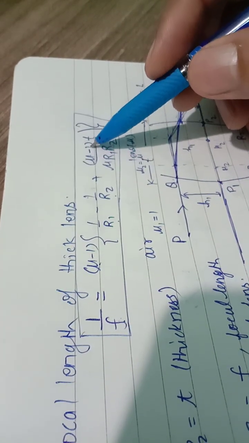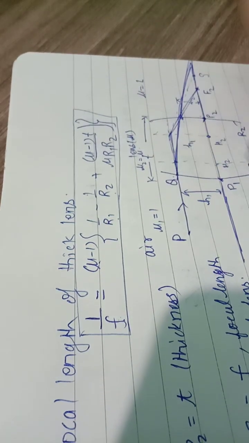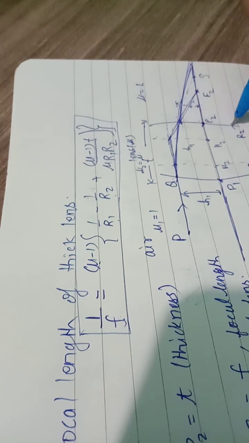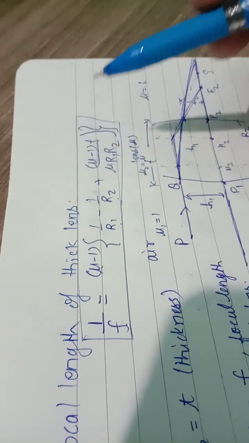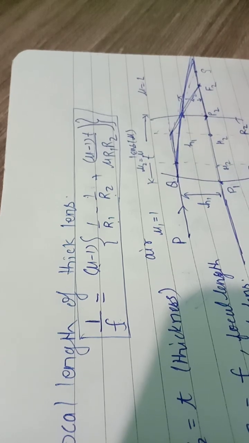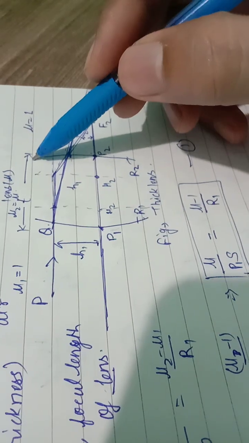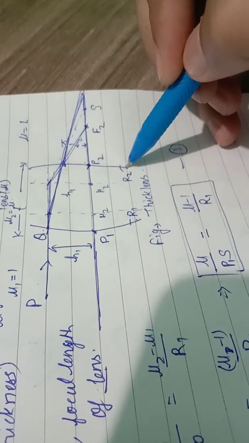Mu minus 1, and t is the thickness of our lens, and r1 is the radius of curvature of this surface, and r2 is the radius of curvature of this surface.